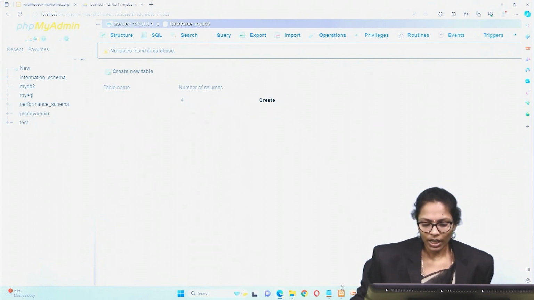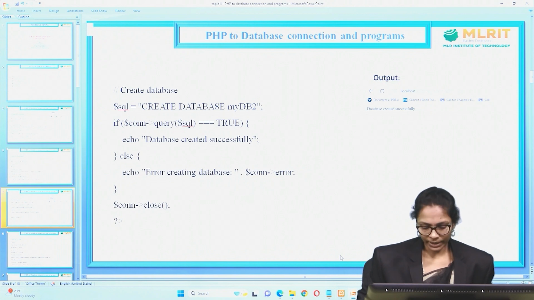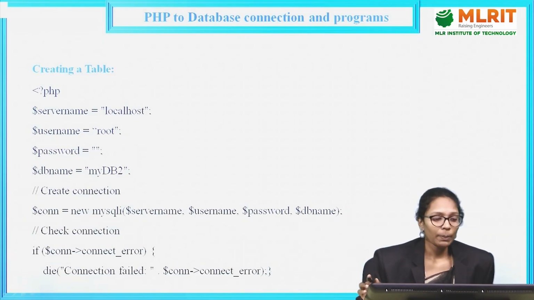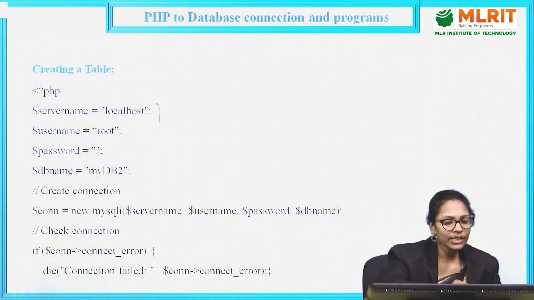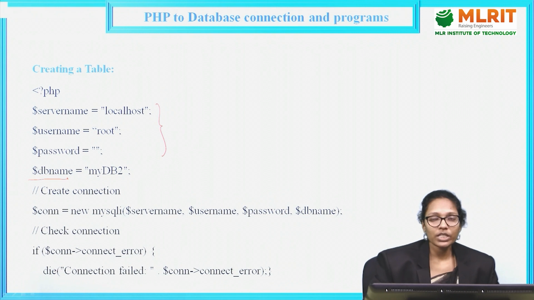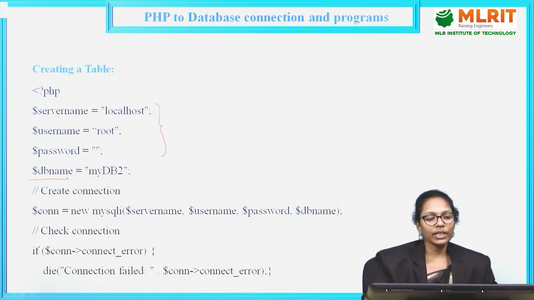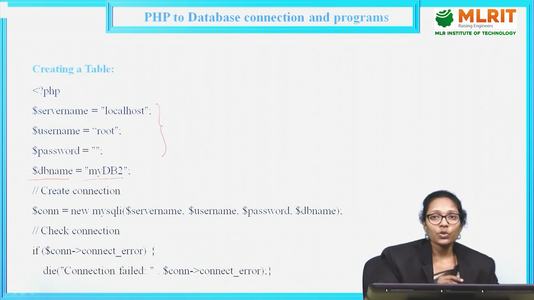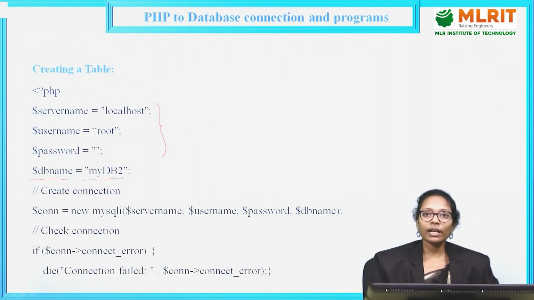Now I will try to create a table in my database. Again the same program, but the difference is, these three details we have given previously, but along with these three I am also adding one more parameter here, $dbname. Just now in the previous program you created the database as mydb2. So from this program onwards, I am connecting directly to mydb2. Till the previous program you were simply connecting to the default database, but now I have created my own database mydb2, so the program will be connected directly to mydb2.